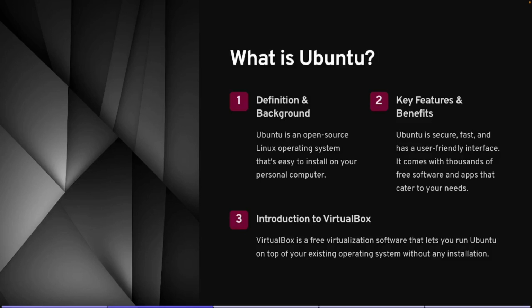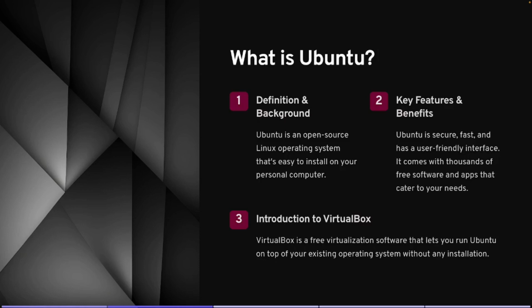What is Ubuntu? Definition and background. Ubuntu is an open source Linux operating system that's easy to install on your personal computer. Key features and benefits. Ubuntu is secure, fast, and has a user-friendly interface. It comes with thousands of free software and apps that cater to your needs.